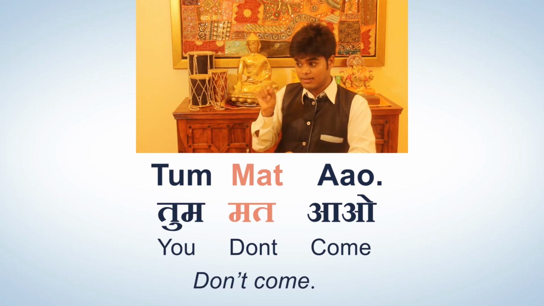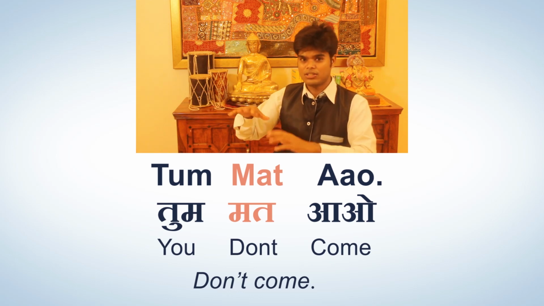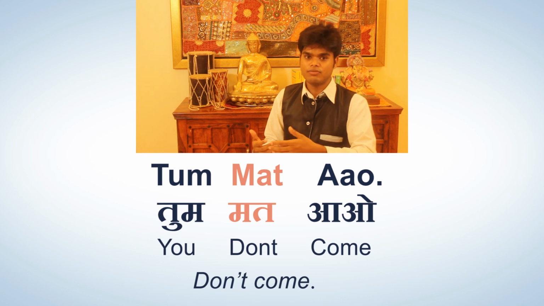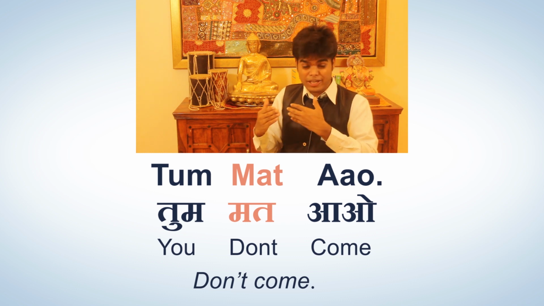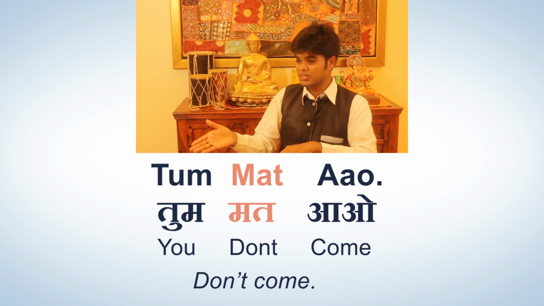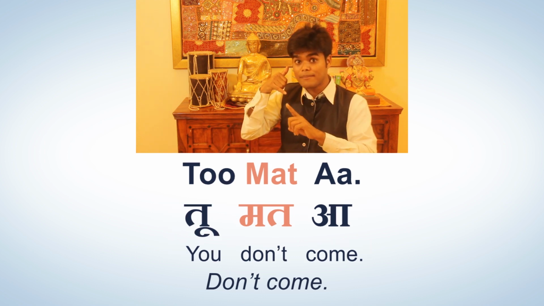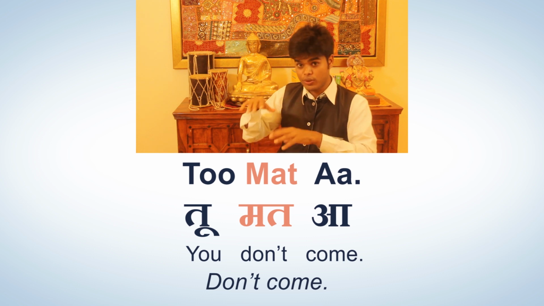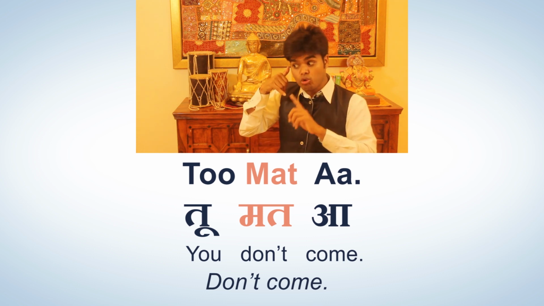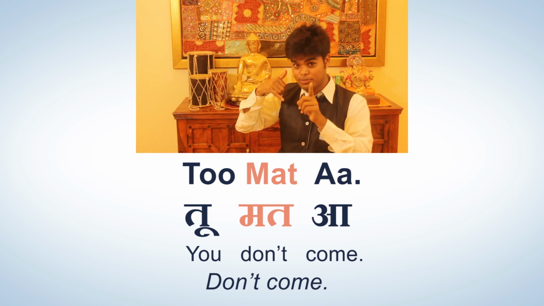So, tum mat aao. If I say this to younger kids or someone I really don't need to be very formal with, he could be someone very close to me, a friend, or some kid younger than me. Tu mat aa. This is all present time. I'm saying it right now, actually: tu mat aa, because I'm on the phone. Don't forget, it's present time happening.